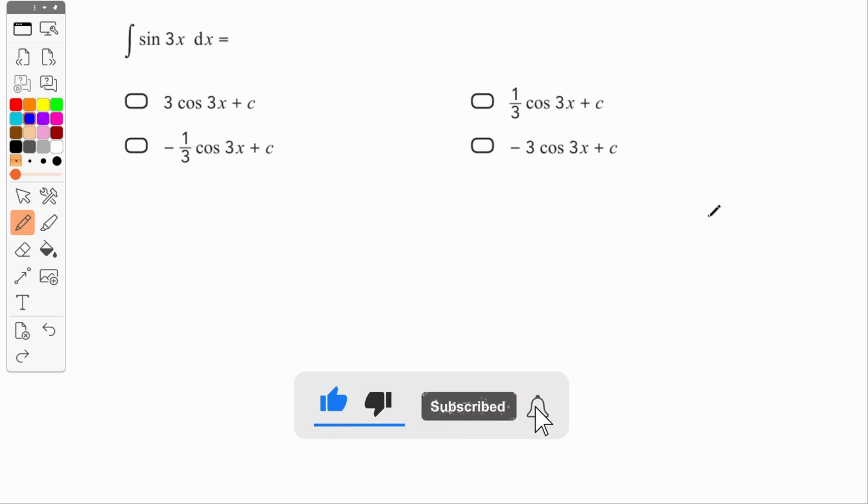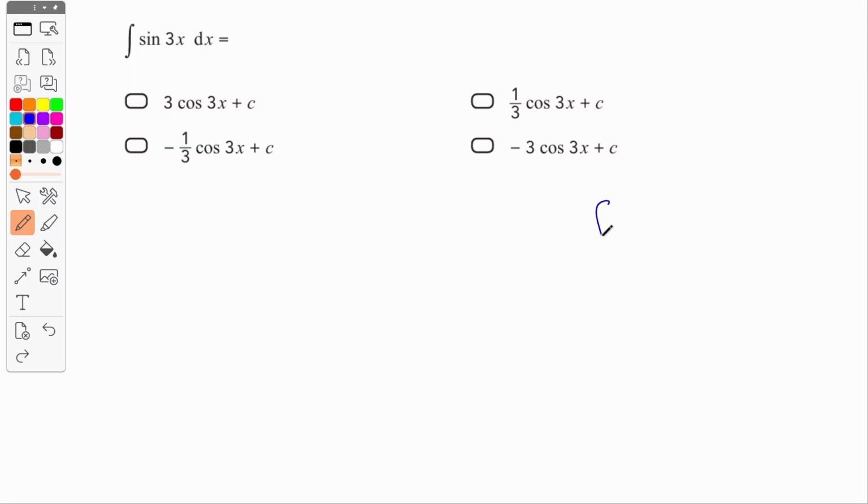Let's start with this question, multiple choice. The integral of sin 3x dx. We have studied this formula: the integral of sin x is equal to negative cos x plus c. And the integral of sin ax equals negative 1 over a cos ax plus c.